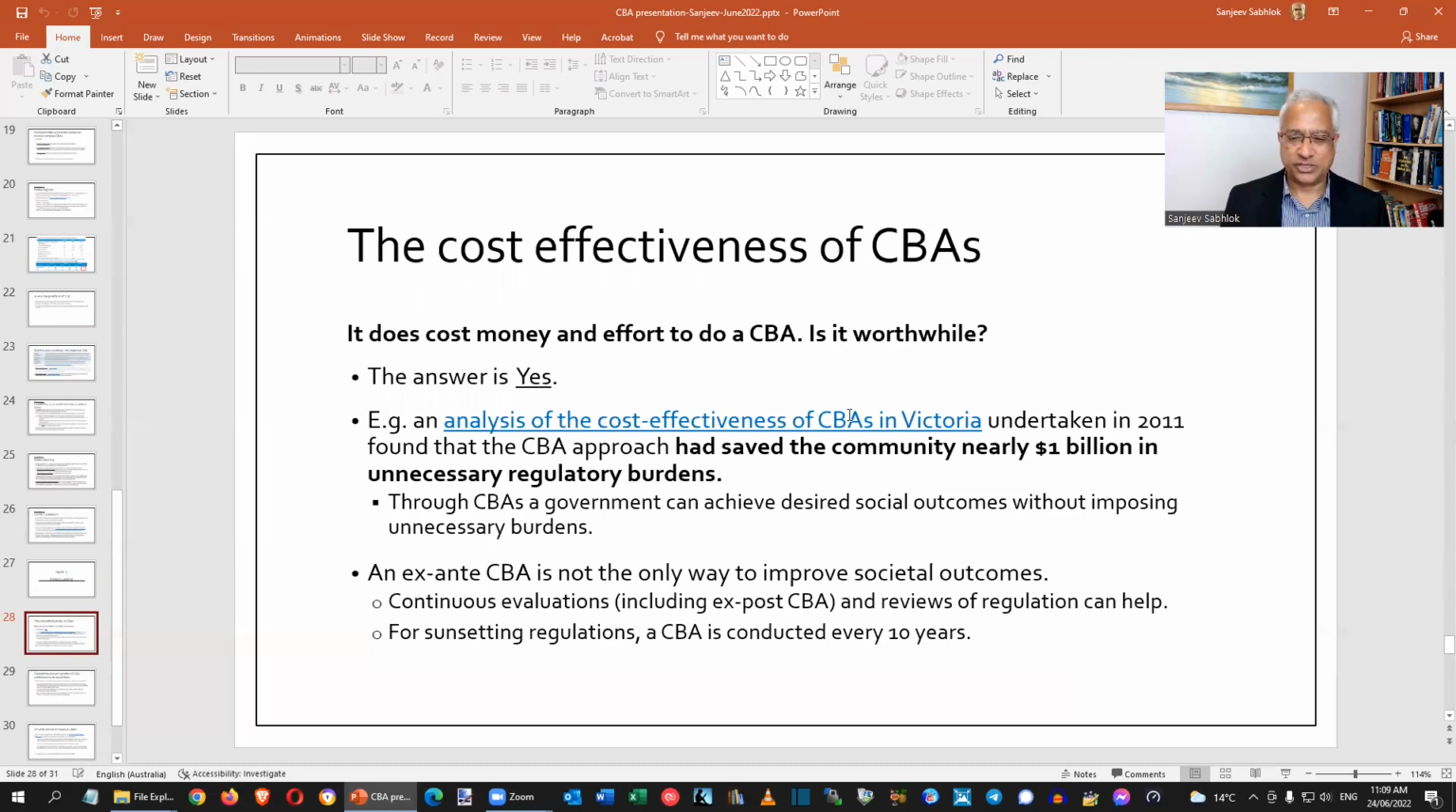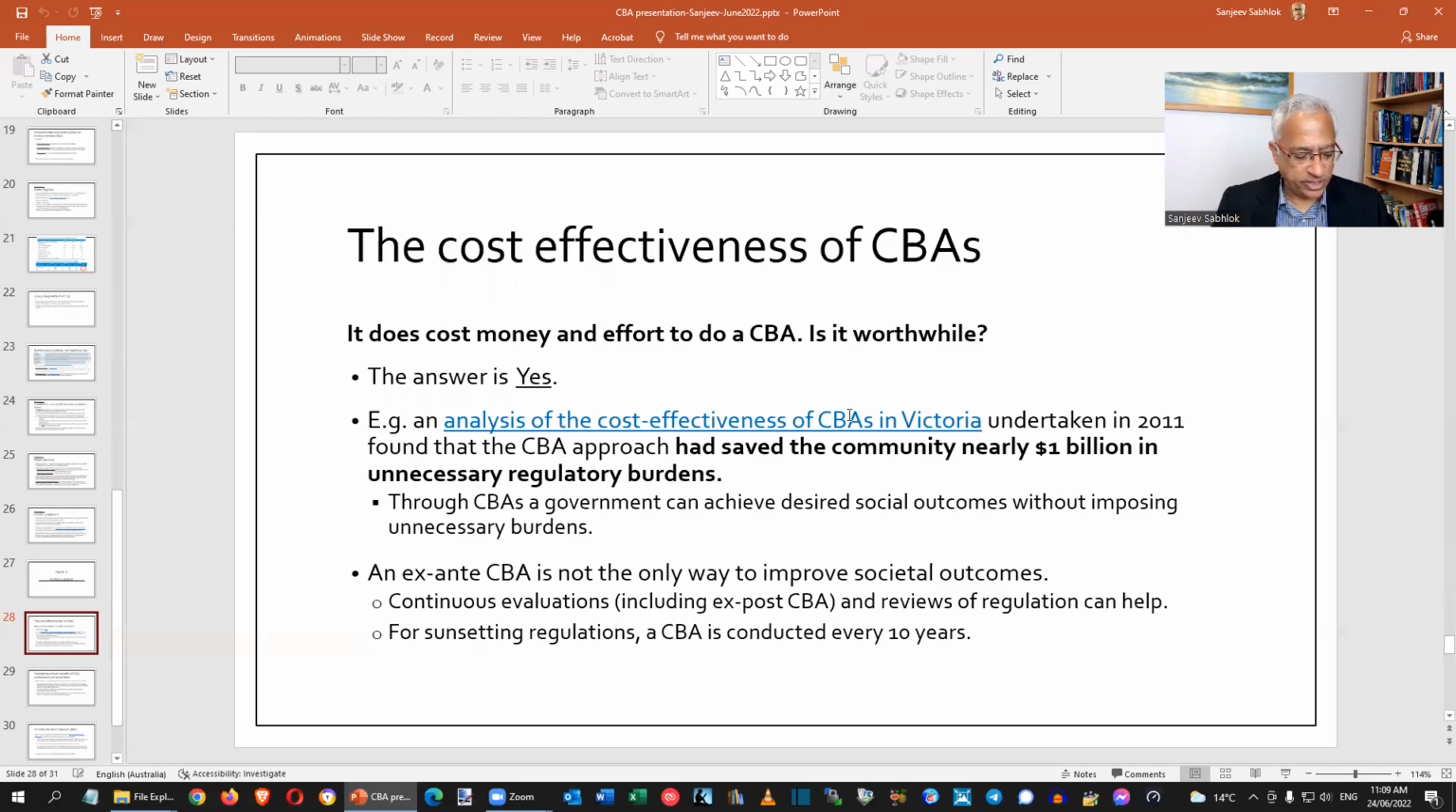In fact, an analysis of the cost effectiveness of CBAs was conducted in Victoria. 10 years ago, they said, okay, let's look at all the CBAs and see, did the policy get improved during this process so that we could achieve an outcome that was better than if we had not done the CBA. And they found that the CBA had saved the community nearly $1 billion in unnecessary burdens. So the government was able to achieve the same goals at a much lower cost to society. Ultimately, the cost is passed on to business. The cost of doing business comes through these policies. And lockdowns is one example.